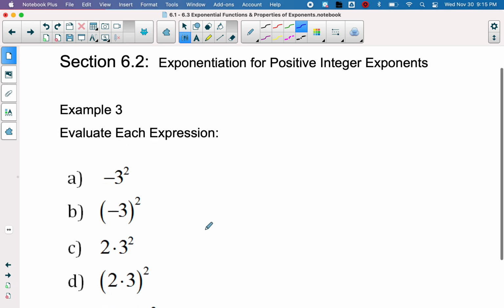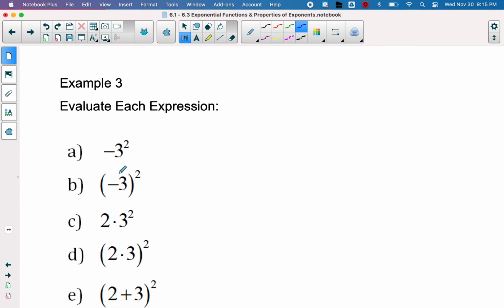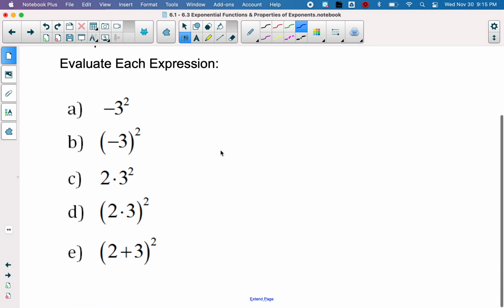So some examples, evaluate each expression. So we are not simplifying, we're evaluating. We're working with these operations here, and a lot of it is order of operations, and you just got to keep remembering, stick with order of operations. So we just kind of discussed this over here. This expression here is really -1 times 3 squared, and then that's -1 times 9, which is going to become -9.